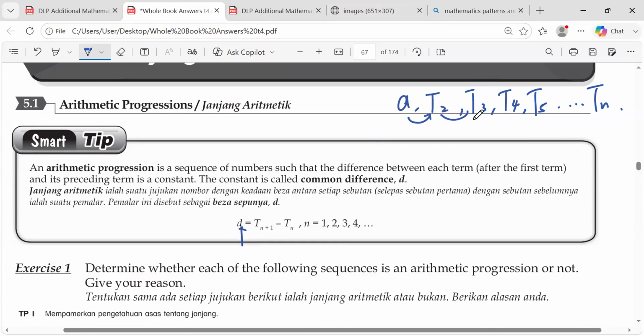If we want to find the difference, D means difference, the common difference. The difference must be the term minus the term before. The third term will minus the term before, and we will get the common difference. Let's say I want to find the common difference here: term 5 minus term 4 gives the common difference. So the term after minus the term before gives the common difference.